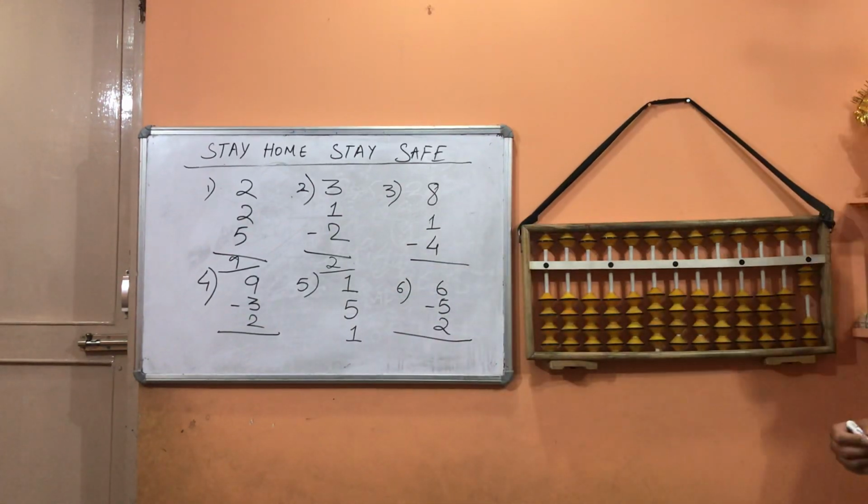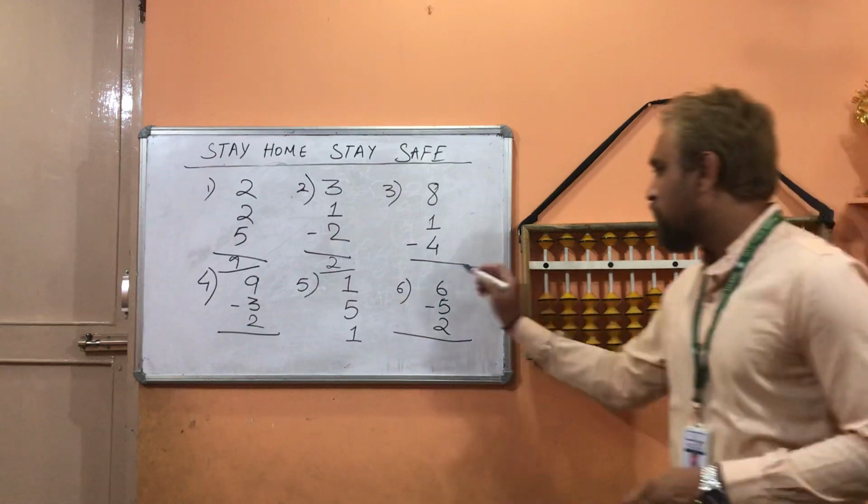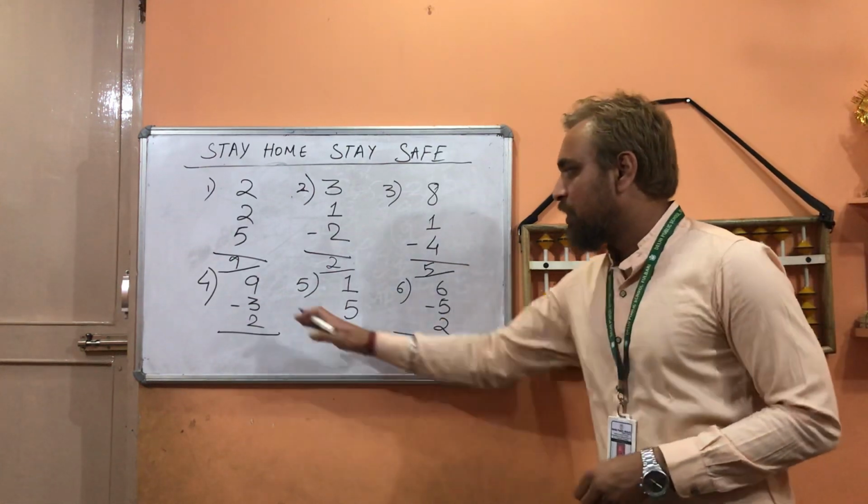8, 1 minus 4. 5, 6, 7, 8. So this is 8. Then we have to bring 1 and minus 4. So 1, 2, 3, 4. So what is the value of this? 1 or 5? Correct. This is 5 now. So the answer is 5.